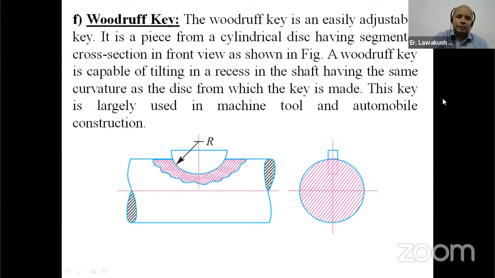This key is largely used in machine tool and automobile construction. Here, this figure is showing the arrangement of the Woodruff key. This one is the front view and this one is the side view.